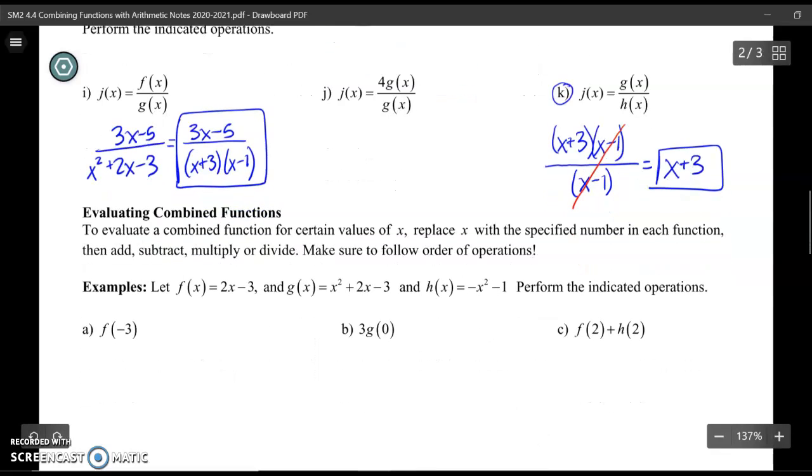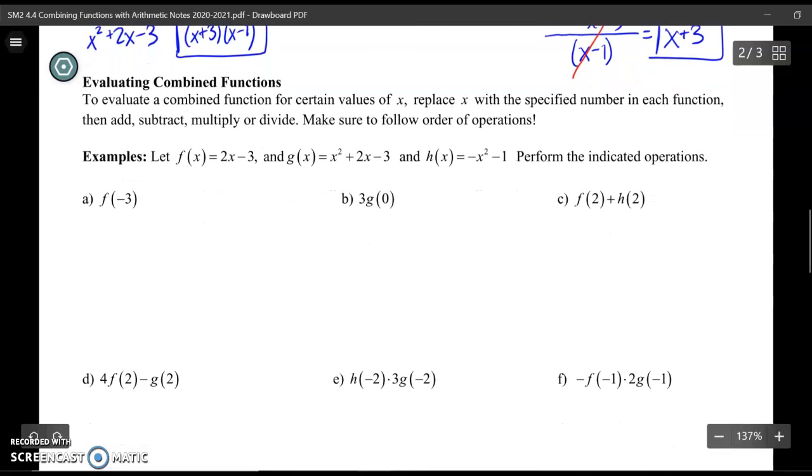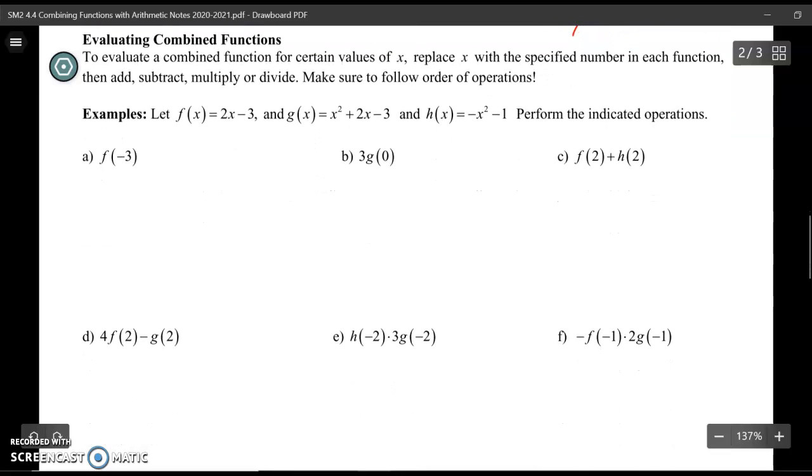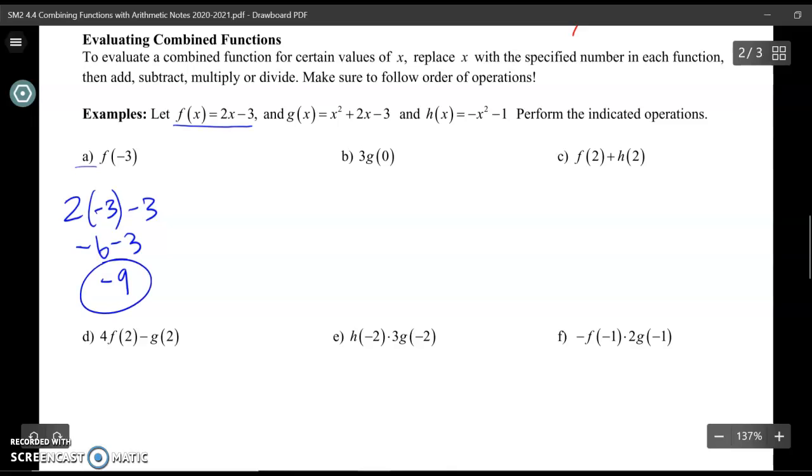Okay. Let's talk a little bit about evaluating combined functions. So we've kind of already done this in our first unit. In the first unit, we talked about how to do things like f of negative 3. If you remember right, we would just go up to where f of x is, take the negative 3, plug it in for all the x's, and then simplify to get negative 9, and that's our answer. Okay. So we're just going to add a new layer to this, and the new layer is that now we're going to be combining functions and evaluating them at the same time.